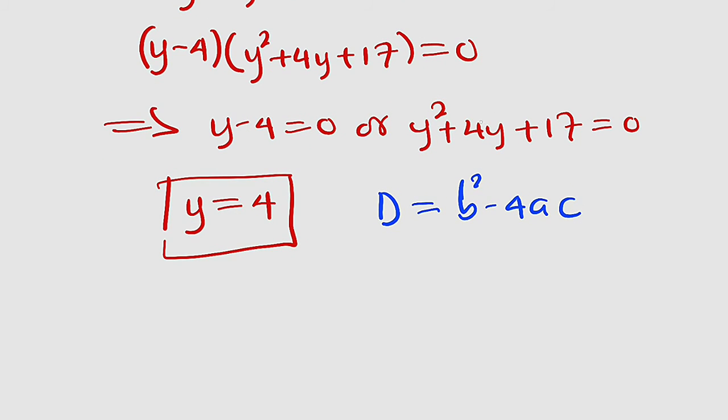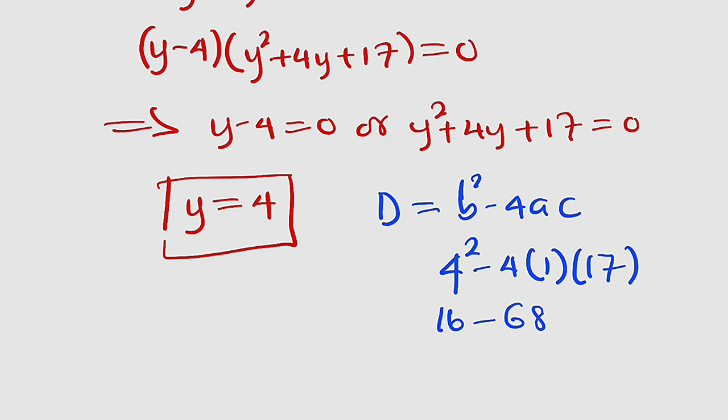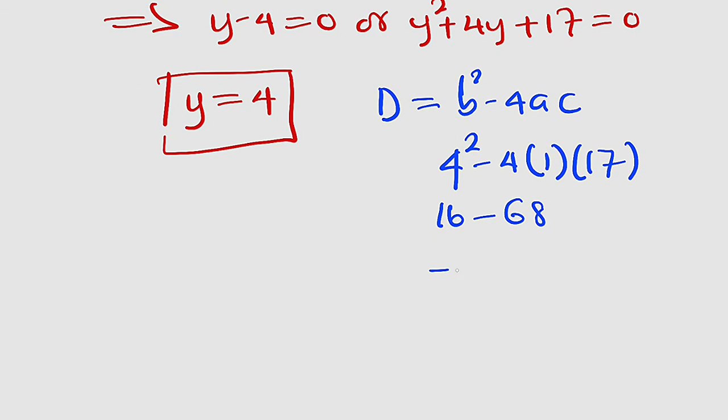B is the coefficient of y, which is 4. So we have 4 squared here, minus 4 multiplied by a, the coefficient of y squared, which is 1, and c is the constant, which is 17. 4 squared is 16, right? And this is 68, 4 times 1 times 17 is 68. And this will give us negative 52. You see that? The discriminant is negative 52, so I'm going to discard it and consider this one.